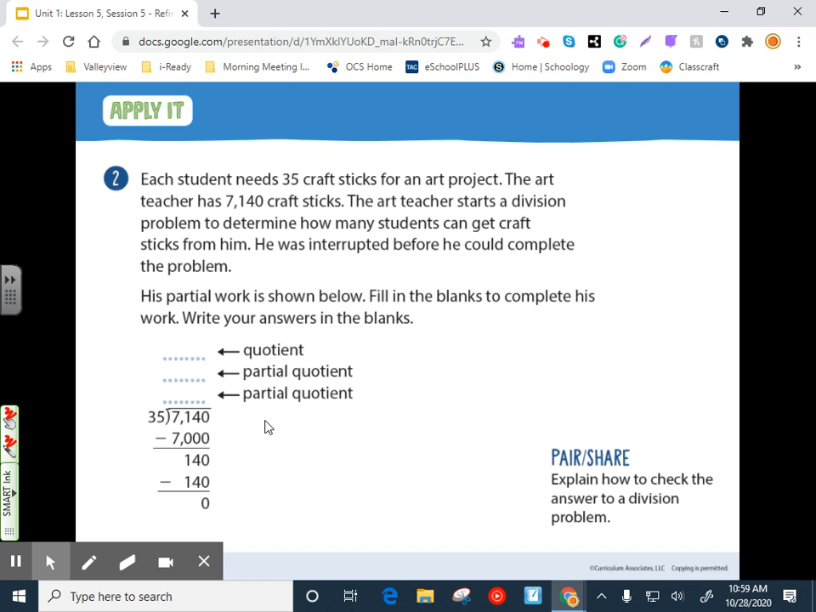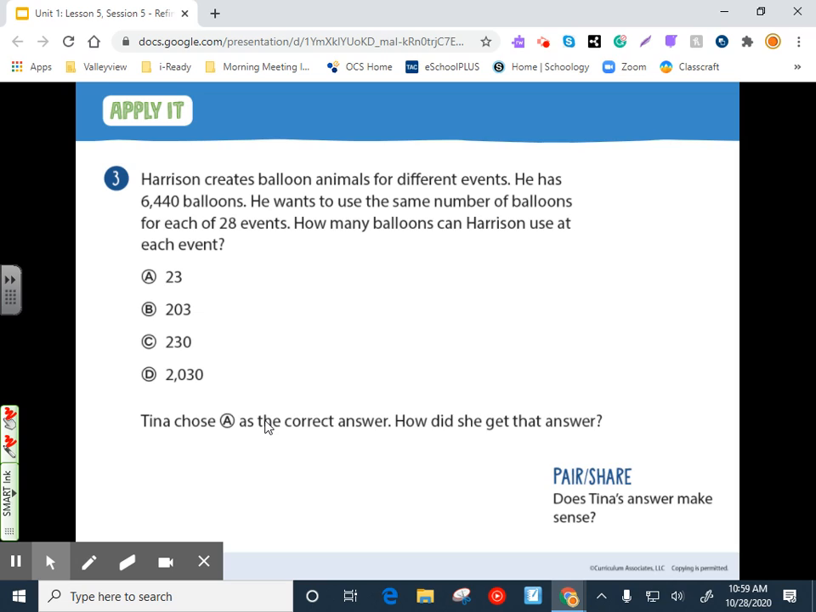Moving on to question 3. All right, Harrison. I like this problem because it's going to help illustrate something I keep mentioning. So Harrison creates balloon animals for different events. I also like balloon animals. He has 6,440 balloons. He wants to use the same number of balloons for each of the 28 events. So it's pretty simple to set that up. Take your total amount of balloons and divide them by how many events he's going to attend.